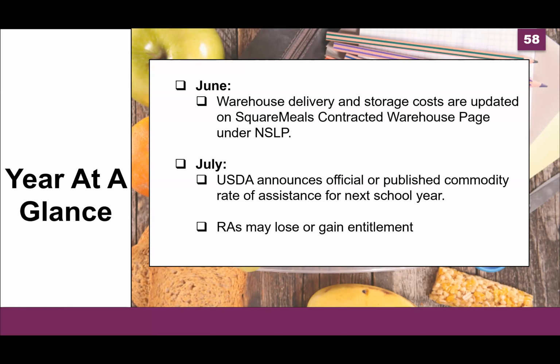And then in July, this is when USDA announces the official or published commodity rate of assistance for the next school year. So you can look out for that in July. And then you'll also be notified. So if you have lost or gained entitlement, this is when you'll know.